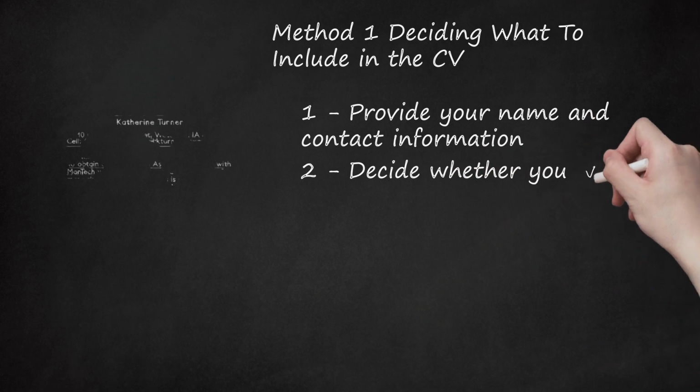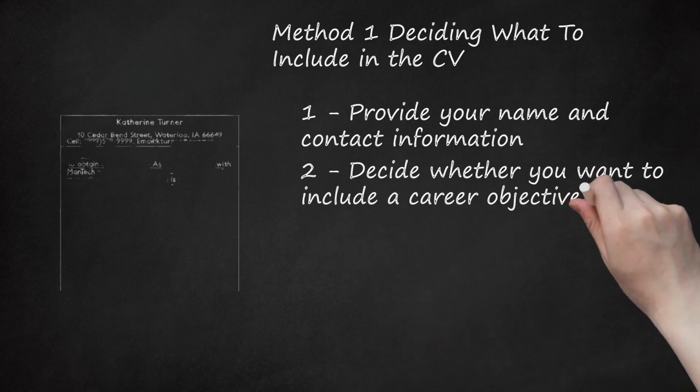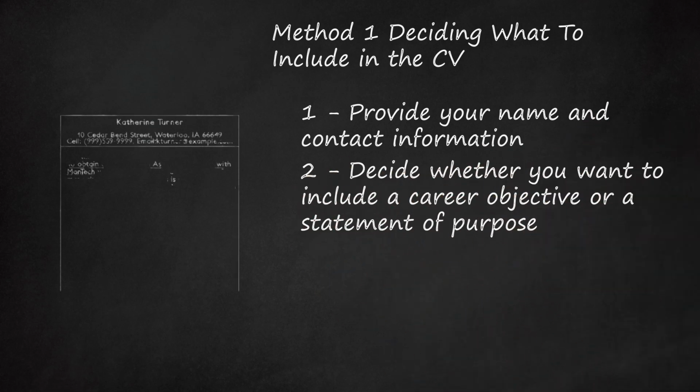2. Decide whether you want to include a career objective or a statement of purpose. A typical CV does not have a career objective, while a resume does. You may choose to include this statement on your CV, but it is not required. The career objective is one sentence that sums up what you are looking for in an accounting assistant position. A career objective is a simple statement of purpose. I am looking for an accounting assistant position at your company. While it might not hurt to add this, it doesn't add anything new.